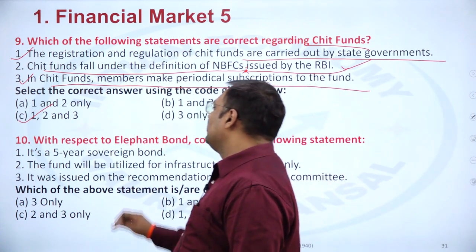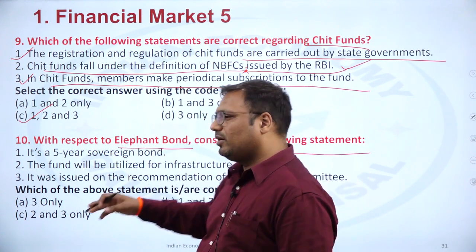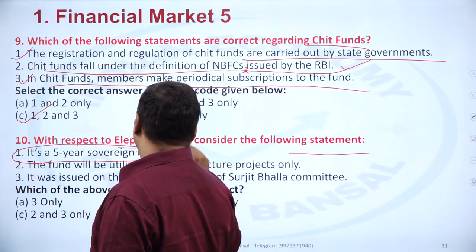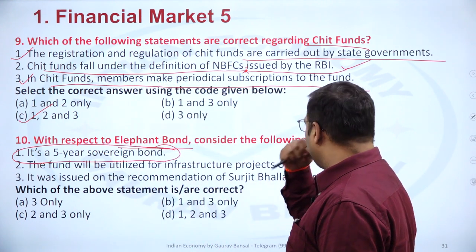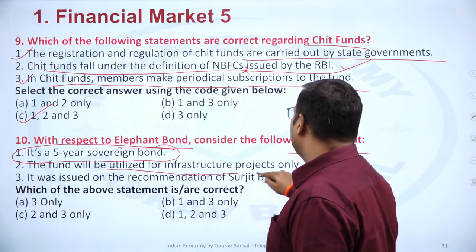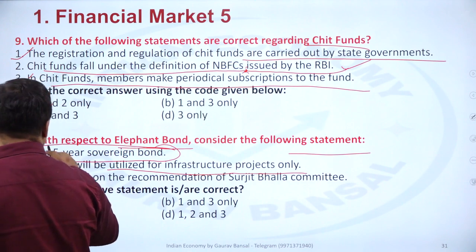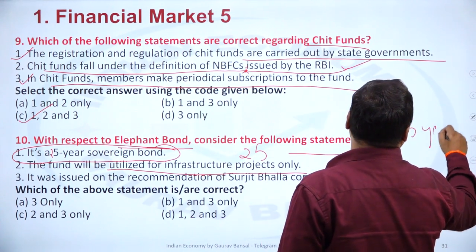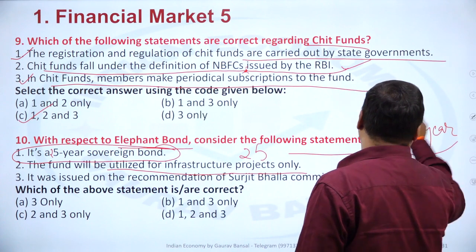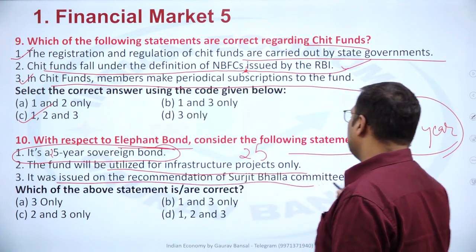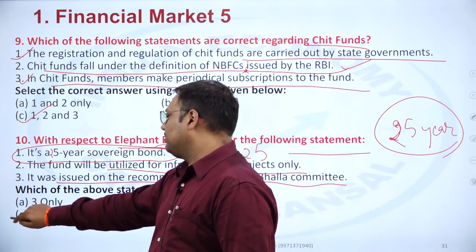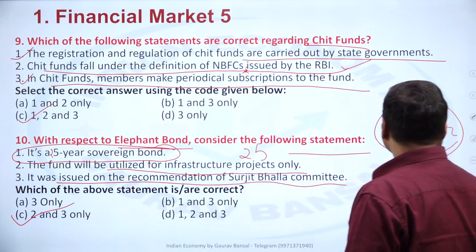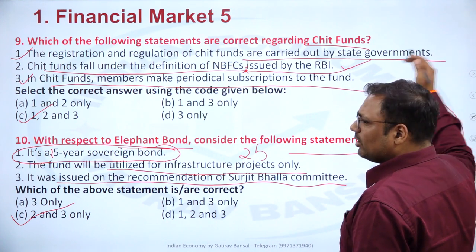Next, with respect to the elephant bond, consider the following statements. It is a 5-year sovereign bond. That is incorrect. It is a 25-year bond. My bad, I accidentally said 15-year. So this bond has a maturity period of 25 years. Very, very long maturity period. The funds will be utilized only for infrastructure projects, and it was on the basis of the Surjit Palla committee. So 2 and 3 are correct here. Again, my pardon, I accidentally said 15 years. So this is about the elephant bond.